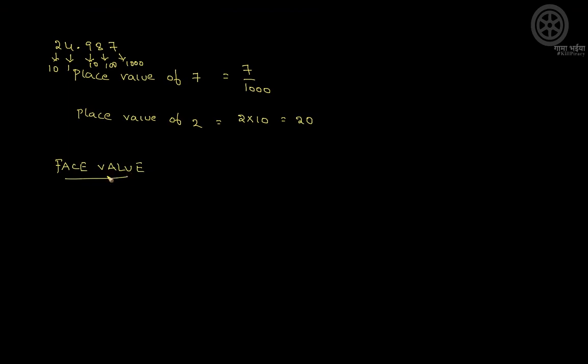Next, we see the face value. Face value is different from the place value. Place value always indicates the position. Face value always indicates its value. For example, if I take 8637, the face value of 6 is 6, it will not change. The face value of a digit is always fixed.